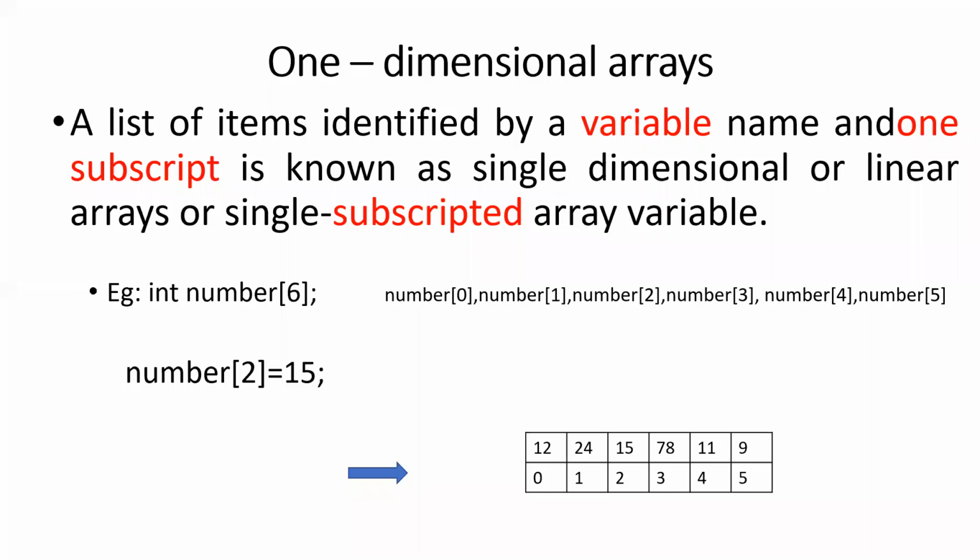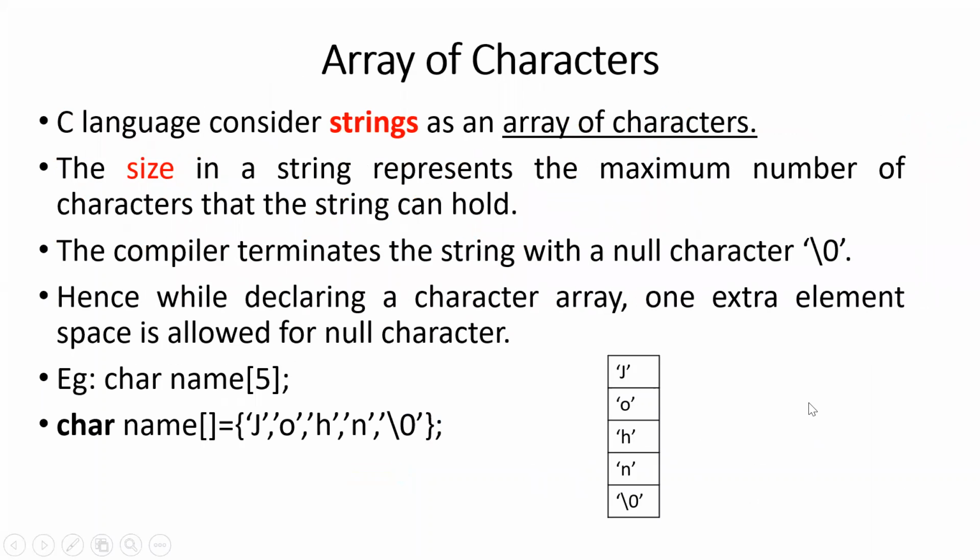Linear array is another name for the single dimensional array. In the question paper, sometimes they may ask what is a linear array. So you can write about the single dimensional array. Here we have an array called number. The size of the array is 6. As the index number starts from 0, you will have index numbers only up to 5.